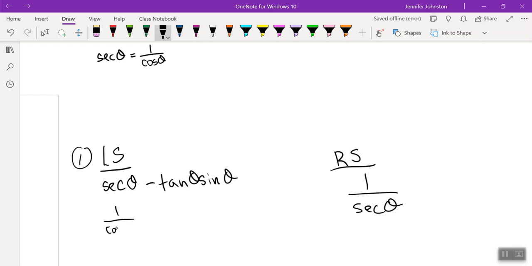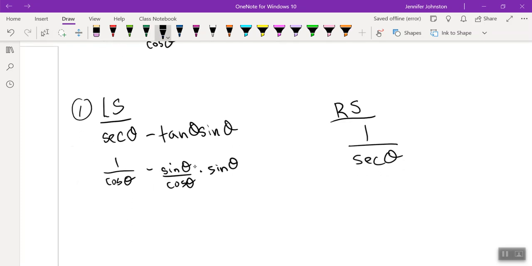So this is 1 over cosine theta minus tan. Well, instead of writing tan, we should know this formula: tan theta is equal to, it's always sunny, right? In order to get a tan, sine's on top, cos is on the bottom. So we have sine theta divided by cos theta, and then this is times sine theta.